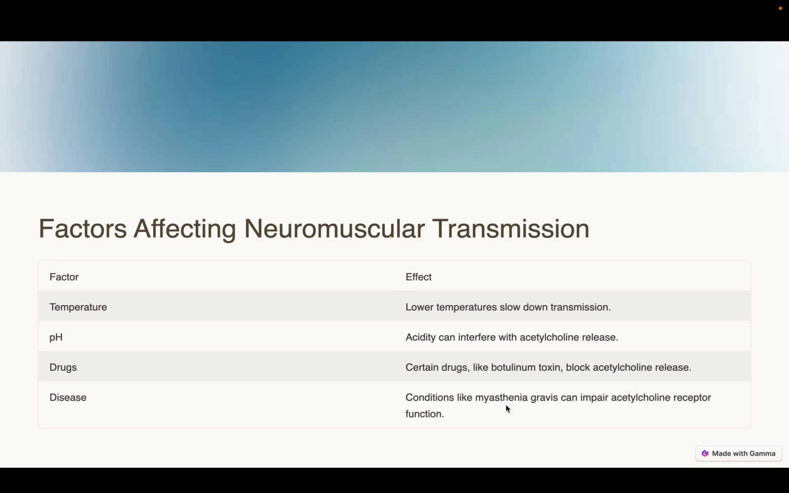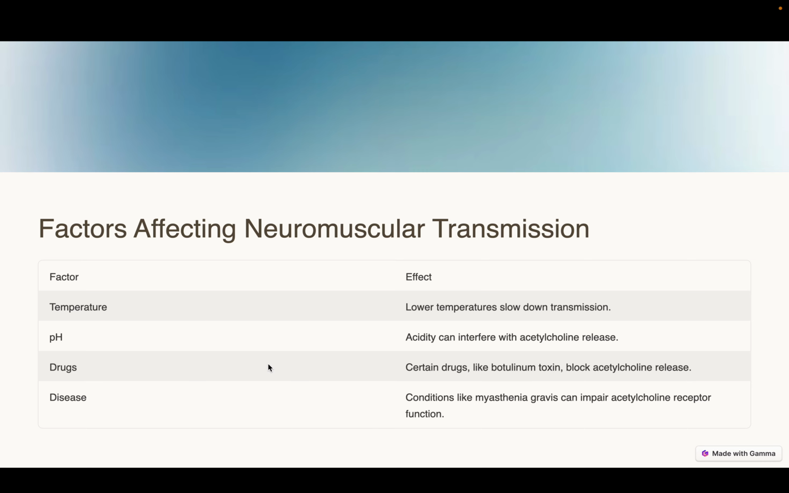Here is a list of the factors that affect transmission in the neuromuscular junction. You have to know which ones decrease and which ones increase the transmission, such as temperature and pH. Lower temperature is going to decrease the transmission, and acidity is also going to decrease the transmission.